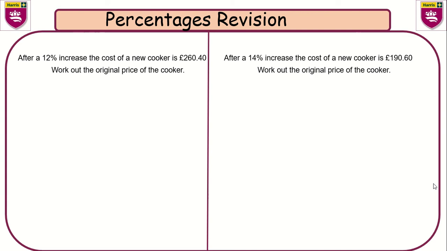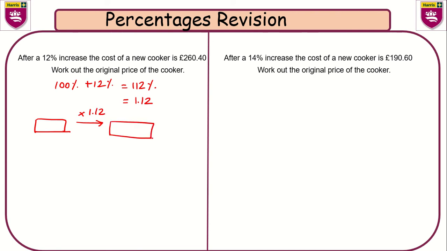After a 12% increase, the cost of a new cooker is £260.40. Work out the original price of the cooker. So there has been an increase. That means I have 100% plus the 12%. Now we have 112%. So this 112%, if I was to convert it into a decimal, I'm going to divide it by 100. That's going to give me 1.12. So there was a price, which we found 1.12 lots of that price, and that gave us £260.40.